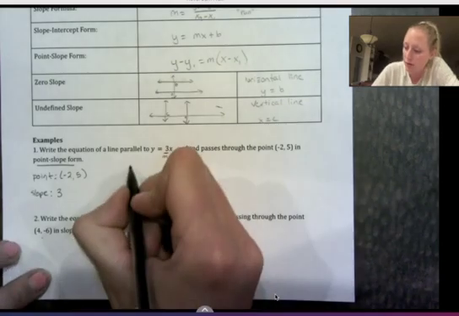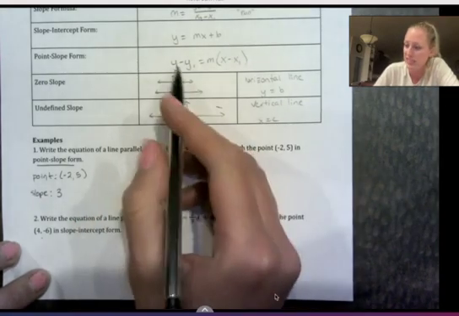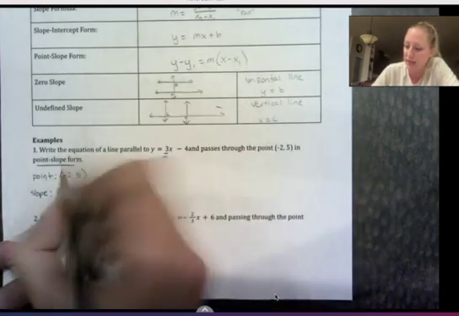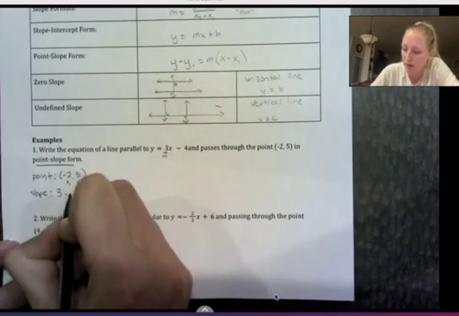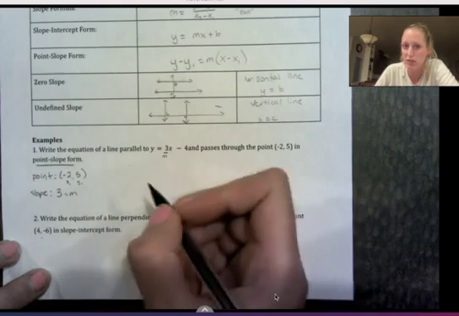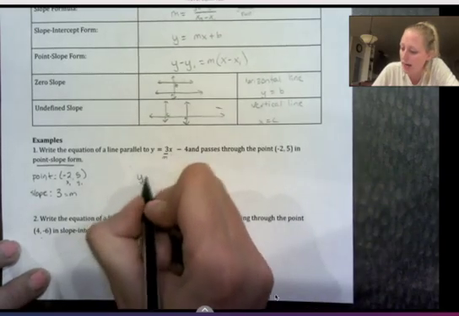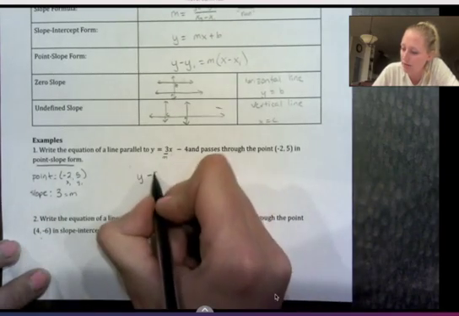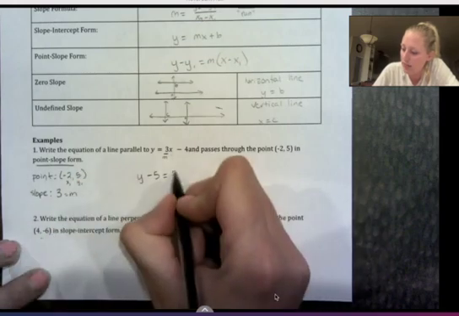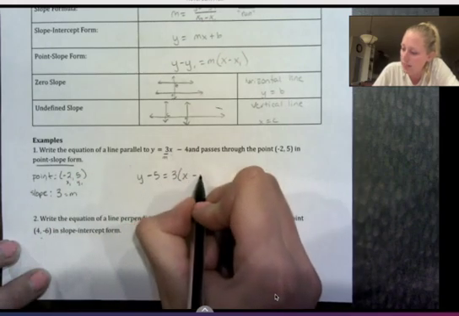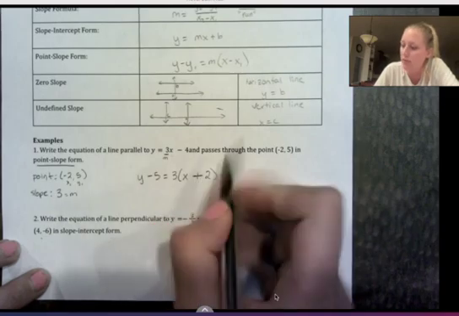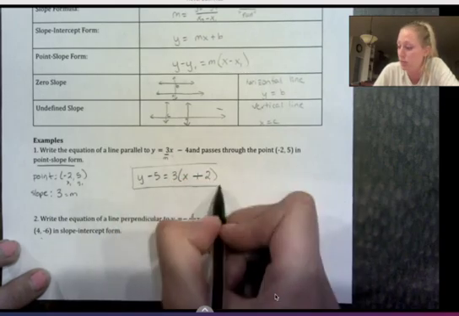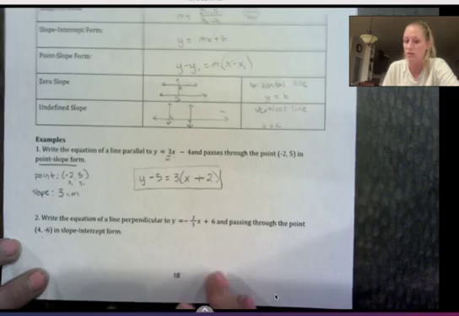So point slope form, remember, is this guy. So the point is x1, y1, and then slope, remember, is m. So I'm just plugging those into that formula. So I have y minus y1 is 5, m is 3, x minus x1, and remember, anytime I subtract a negative, we can just write that as plus. And I'm done. That is point slope form. I don't need to do anything else.